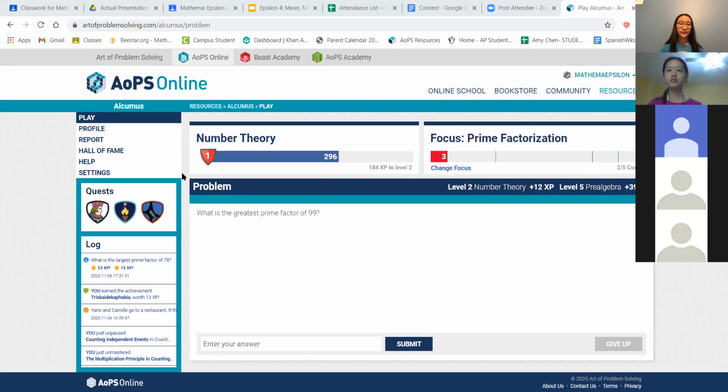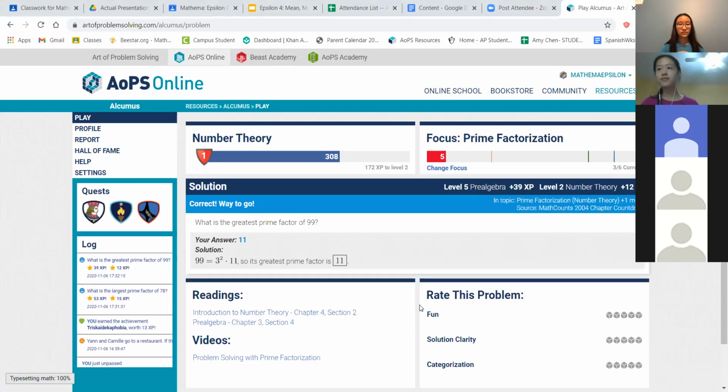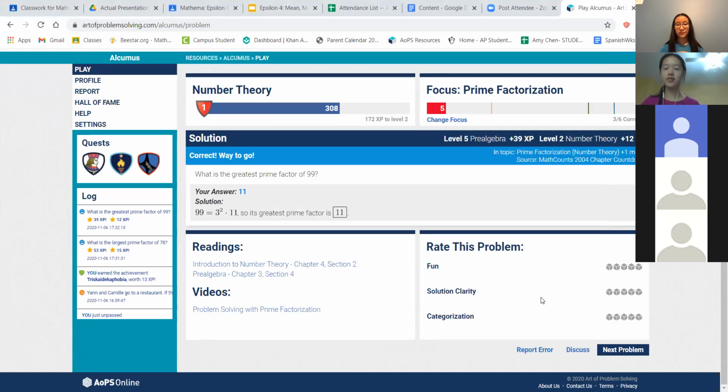Okay, we have an answer of 11. Good job. And of course, it's because 99 is 3 times 3 times 11. So the greatest prime factor is 11. And you can see that this question is from one of the older MATHCOUNTS chapters.